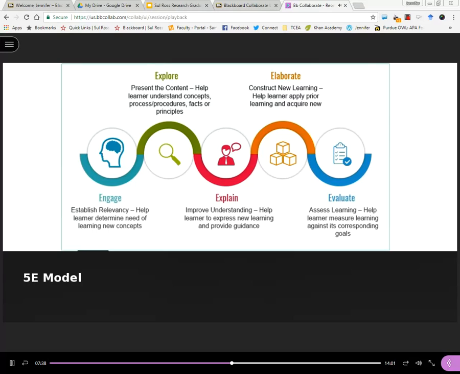The next is evaluate. We need to assess the learning. We need to make sure what is being taught is being obtained by the learner, and make sure that there are no gaps being presented.